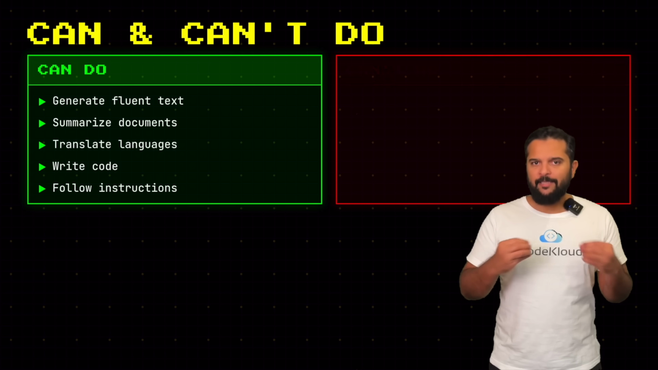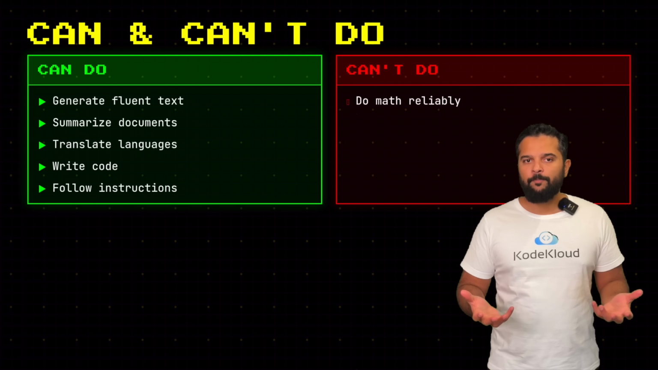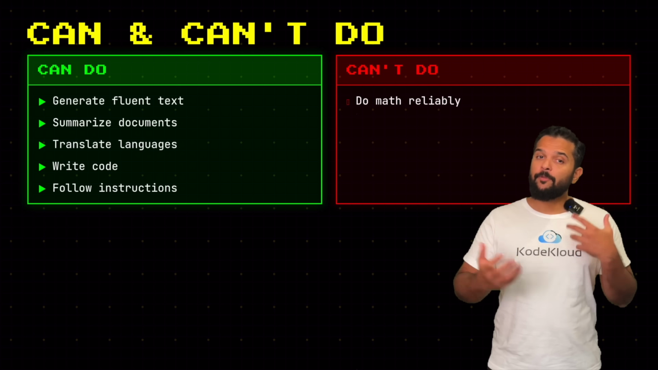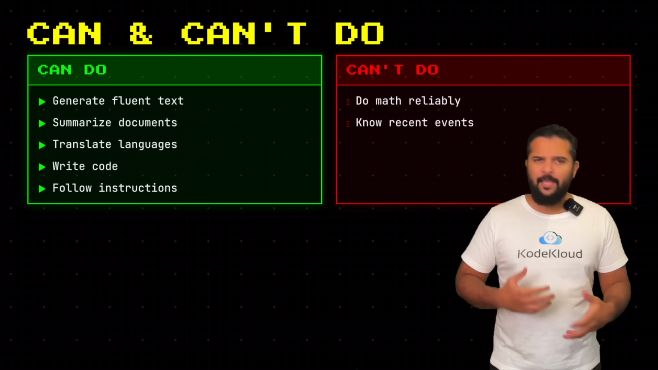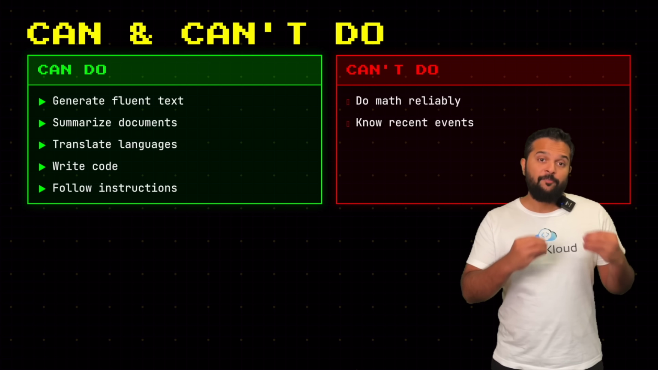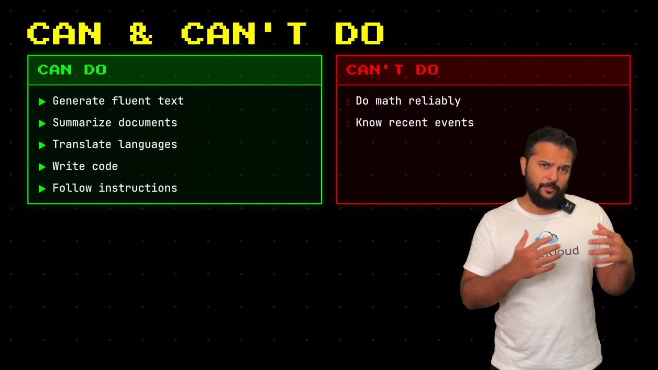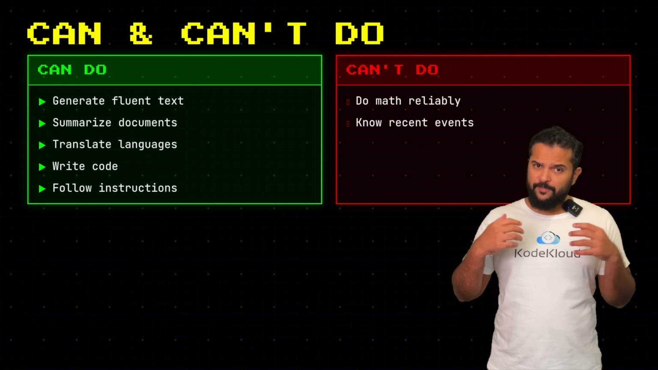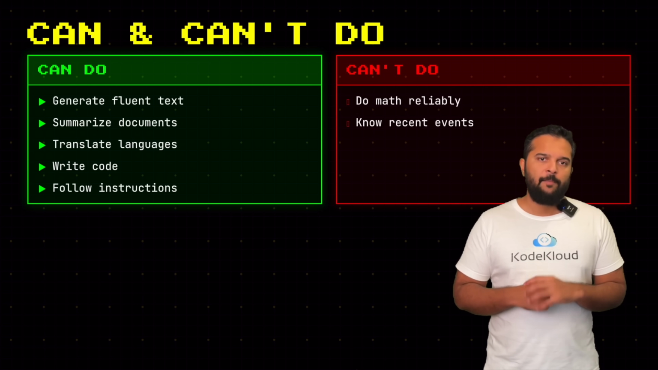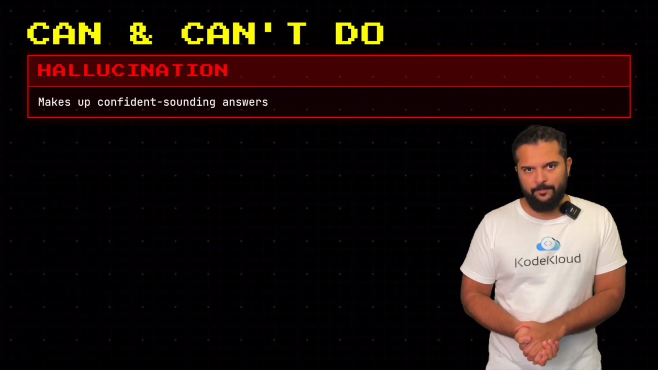But they have real blind spots. So you ask an LLM to do math, and it might get it wrong because it's predicting words, not calculating numbers. You ask about something that happened last week, and it won't know. Its knowledge ends at whatever date it was last trained. If you ask it something that it doesn't know the answer to, instead of saying, "I'm not sure," it often makes up a confident sounding answer. And this is called hallucination, and it's one of the biggest challenges with LLMs.